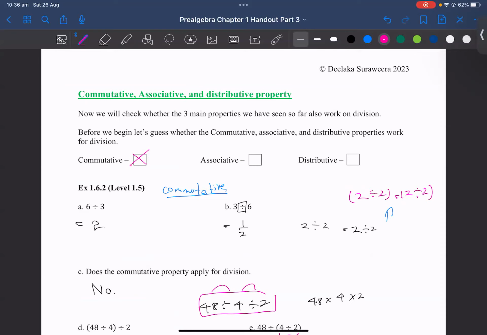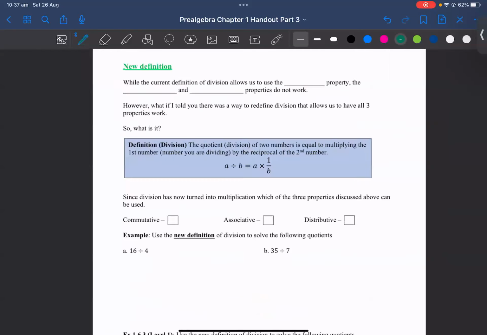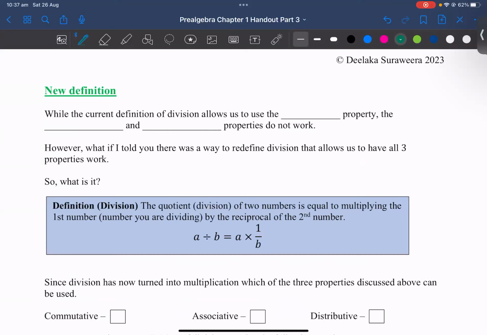Okay, so we'll check which properties work, right? We know that commutative and associative don't work. Distributive does work. So with division right now, you can distribute it over brackets, but the commutative and associative properties don't work. All right, so we're going to go to a new definition that's a bit better. So with the current definition of division, which property does work? Anyone online or anyone, just let me know which property are we allowed to use? Distributive. Very good. So we can distribute it over fractions.